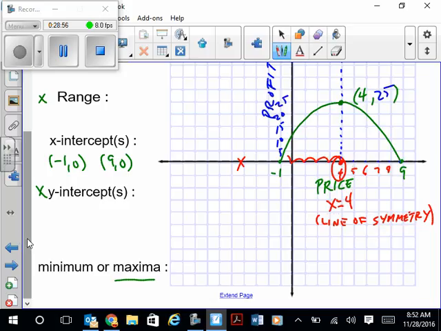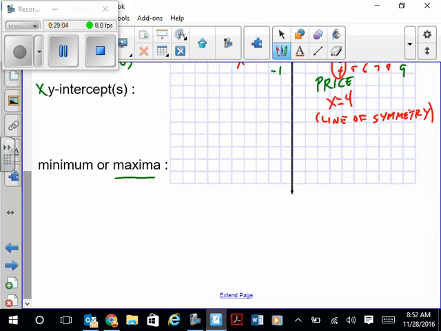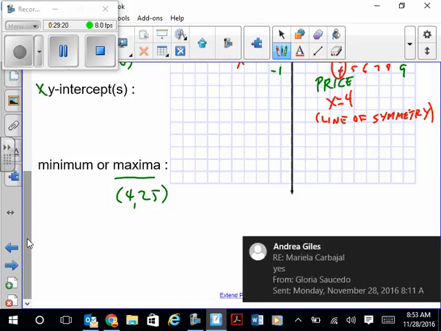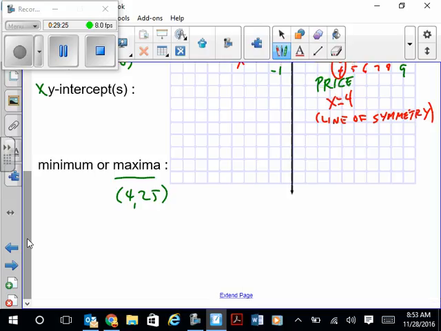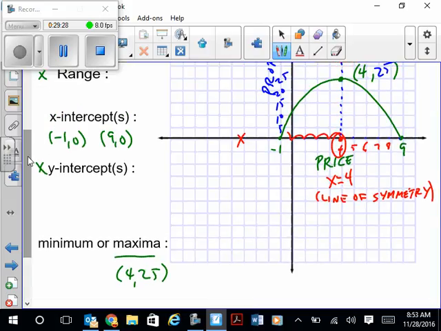Go ahead. The maxima represents the most they can charge to get the highest percentage of people to buy. Let's not say the most they can charge. Let's say the price they can charge to get the maximum profit. So again, for this one, you write down: 4 is the price to charge to get the maximum profit.